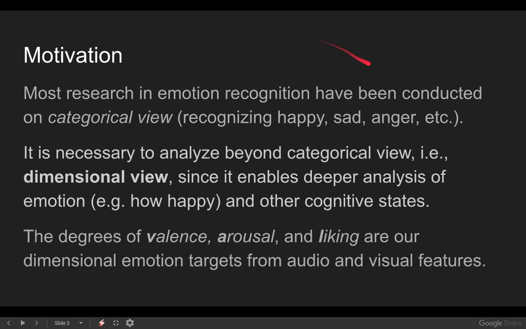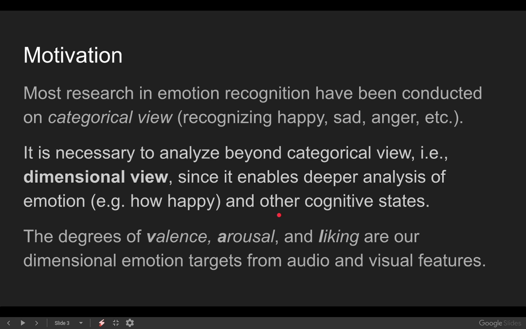Currently, most research in emotion recognition has been conducted on the categorical view, that is recognizing whether an utterance or facial expression conveys happy, sad, anger, or other emotion categories. However, we think that it is necessary to go beyond the categorical view, that is the dimensional view. Why? Because the dimensional view will enable us to do deeper analysis. For example, in the categorical view, we only know the category of emotion like happy, sad, anger, but we don't know how strong the happy is, how weak the sad is.